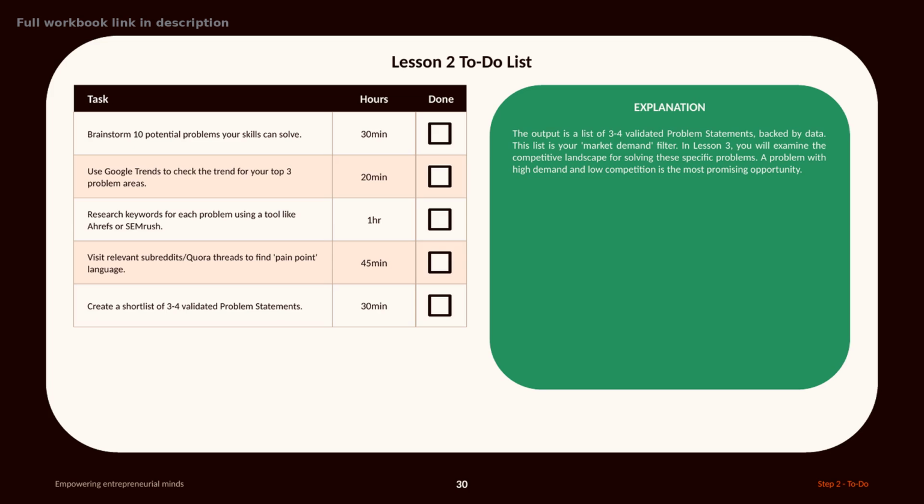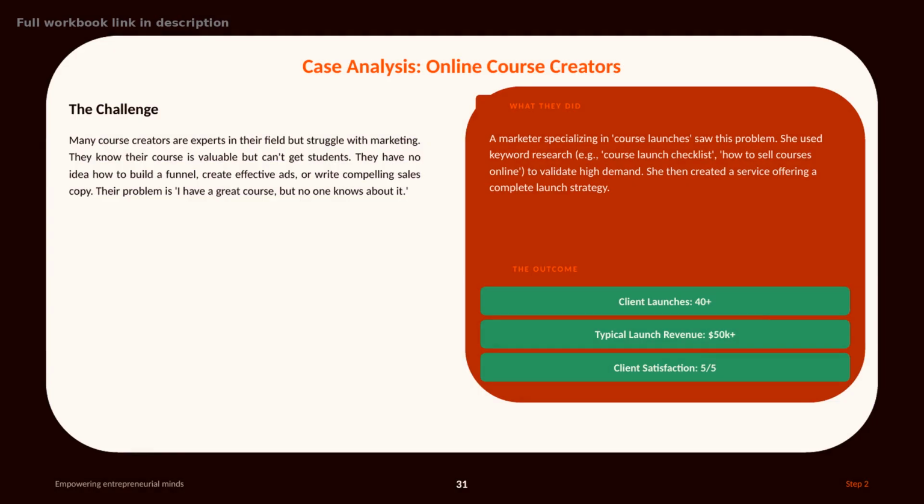Next, you're going to look at who else is already solving these problems, and a problem with high demand and low competition is the most promising opportunity you can find. A marketer noticed that course creators kept running into the same wall. They're experts in their field, but they have no idea how to market themselves.